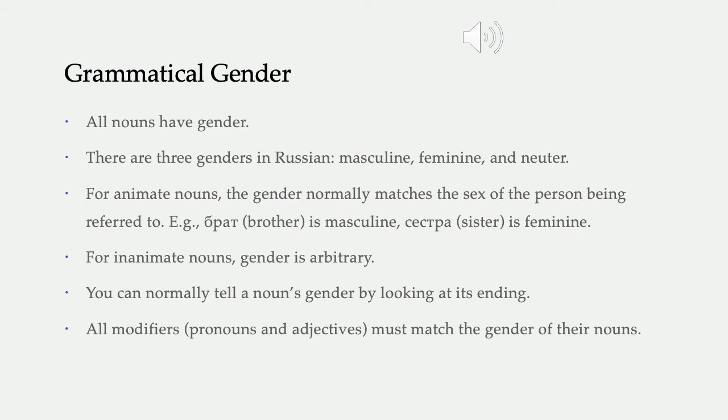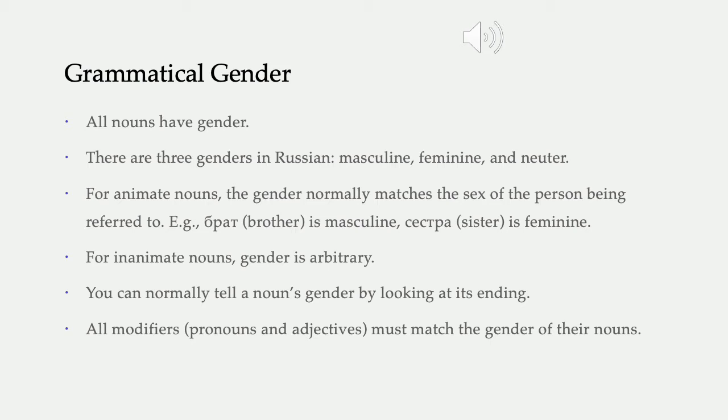For animate nouns, which is mainly what we've dealt with so far, the gender normally matches the sex of the person being referred to. Animate nouns are nouns referring to sentient beings like humans, horses, squirrels, whatever. So if you were talking about an animate being, and in particular humans, the gender of the noun that refers to them is normally going to match their sex. So brat, brother, is masculine, sestra, sister, is feminine, muž, husband, is masculine, žena, wife, is feminine.